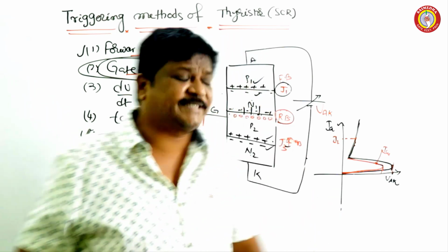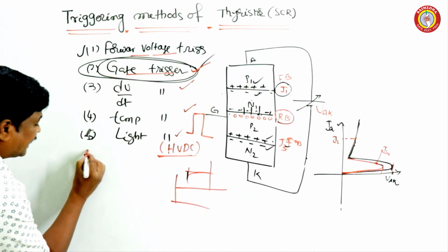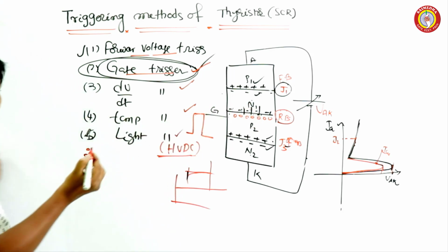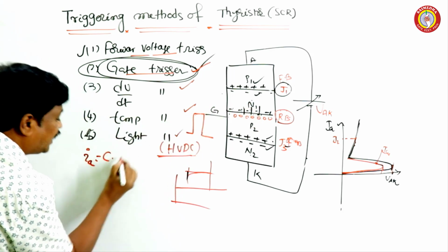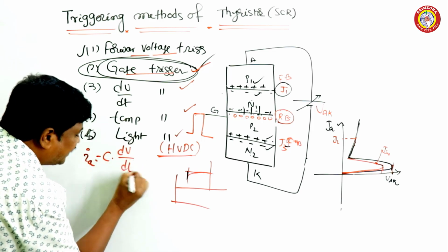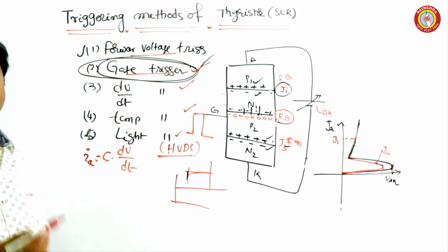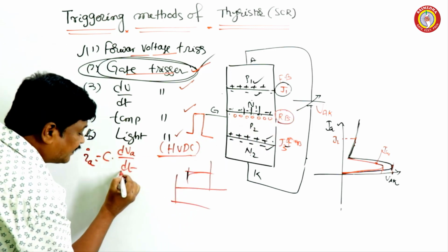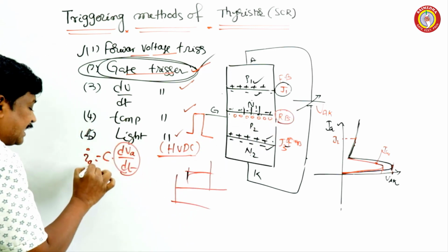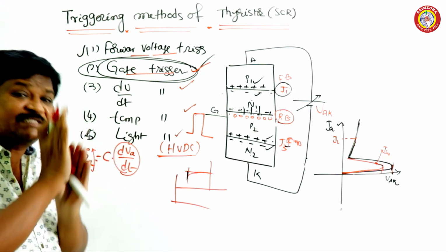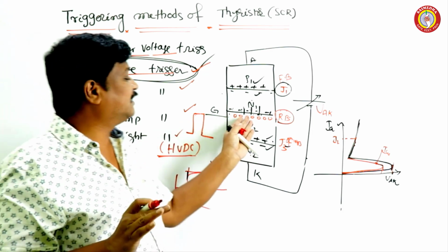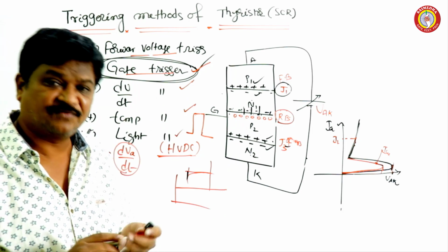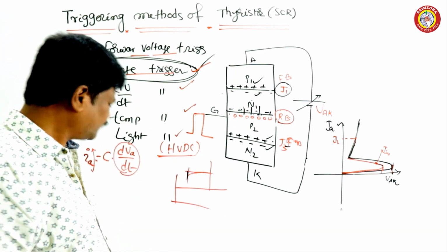The similar concept: the capacitive current IC at this junction, which you can call IA now, is equal to C into dV by dt. It's a fundamental equation. If your anode voltage rapidly increases with respect to time, automatically this anode current will drastically increase and our device will go into the turn-on state.